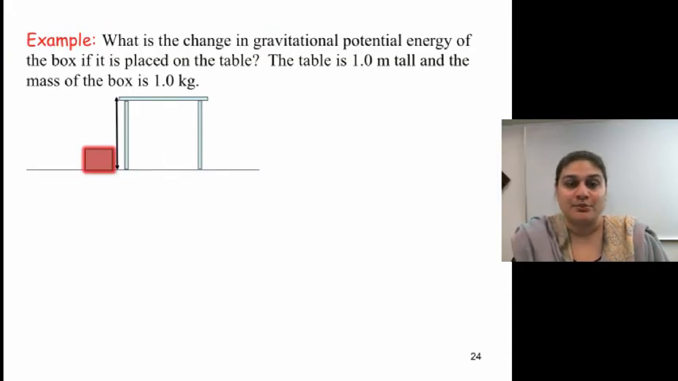So let's look at an example. What is the change in gravitational potential energy of the box if it was placed on a table? The table is 1 meter tall and the mass of the box is 1 kilogram. So this is a very simple example that you can do by yourself. So we are looking for gravitational potential energy, which is mgh. The height of the table is 1 meter and the mass of the box is 1 kilogram. So take a second, quickly plug in the numbers, and come up with an answer.